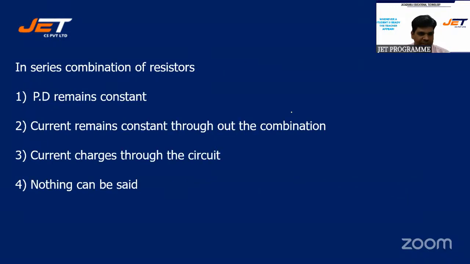In series combination of resistors, potential difference remains constant, PD, a potential difference. Current remains constant throughout the combination. Current changes through the circuit. Nothing can be said. Yes, Nidhi, Ayan, Sahiti, Nitin, Swati. You're all right.